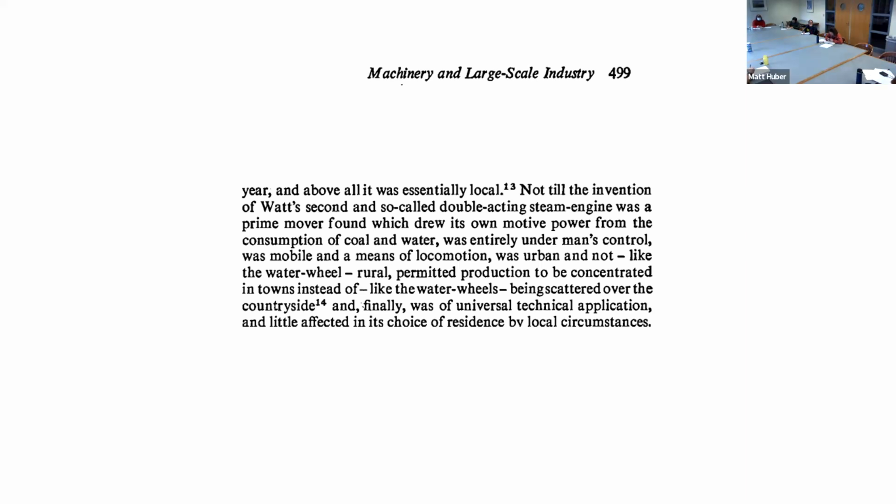So it's quite different. So there we get, not until the invention of Watt's second and so-called double-acting steam engine was a prime mover found, which drew its own motive power from the consumption of coal and water, was entirely under humans' control, was mobile, right? You can move it around, and a means of locomotion, was urban, and not like the water wheel, rural, permitted production to be concentrated in towns, instead of being scattered across the countryside like water wheels. And finally, was of universal technical application and little affected in its choice of residence by local circumstances.